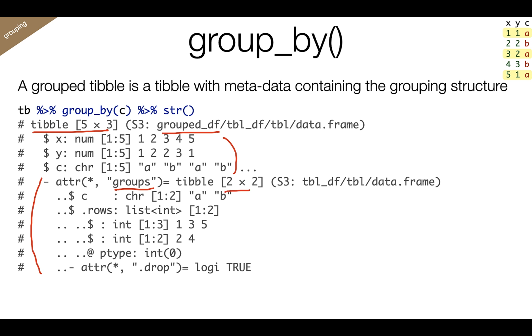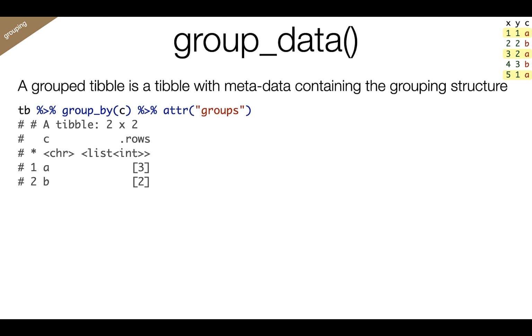and the grouping is itself a tibble, and it has 2 columns. Those are called c and .rows. The c column is telling us the levels of the grouping variable, and the second column is .rows. It's of class list<int>, and we'll look at this in just a minute. Now, since the grouping information is an attribute, we can actually just extract it just like any other attribute in the R language by the attr function.